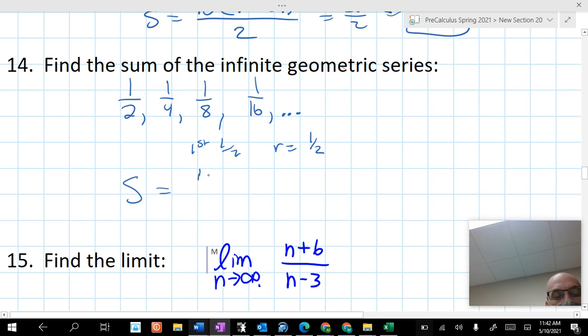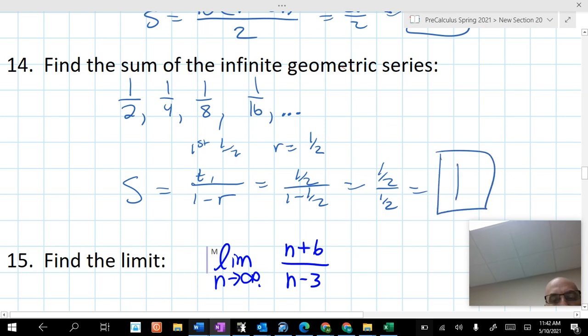1. Okay, it is. Now I got to remember. 1 minus r. No. For the infinite, it's the first term over 1 minus r, right? Yep. So it's 1/2 over 1 minus 1/2, which is 1/2 over 1/2, which in this case is 1.